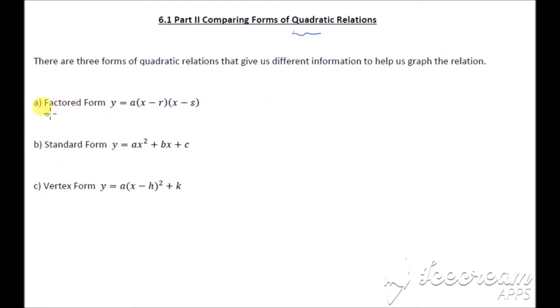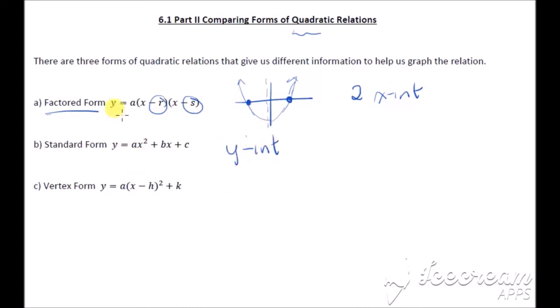If we're given factored form, what we're given here is the two factors, so the two x-intercepts, whatever they are. They'll lie on the x-axis, and with that we can find the axis of symmetry, and then plug in another point to see if it opens up or down. Standard form actually only gives us the y-intercept, because if you sub in x equals 0, the y-intercept is c. And the two x-intercepts are r and s.